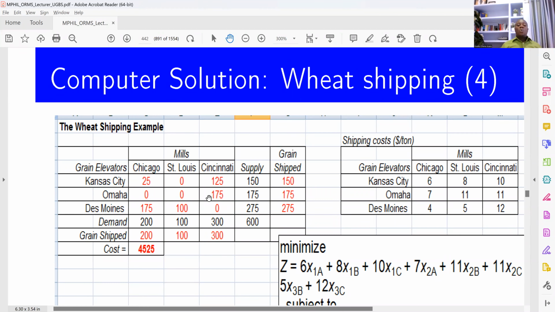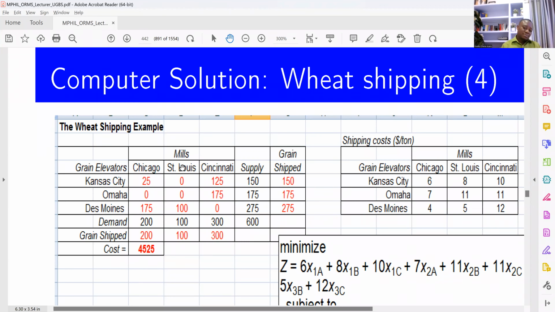If I were to ask you, what is the optimal solution? The optimal solution is: transport 25 tons from Kansas City to Chicago, 125 tons from Kansas City to Cincinnati, 175 tons from Omaha to Cincinnati, 175 tons from Des Moines to Chicago, and 100 tons from Des Moines to St. Louis. That's it. You look at the numbers, you pick the numbers. Don't mention 0 tons from Omaha to Chicago. There's no need to mention 0 tons.